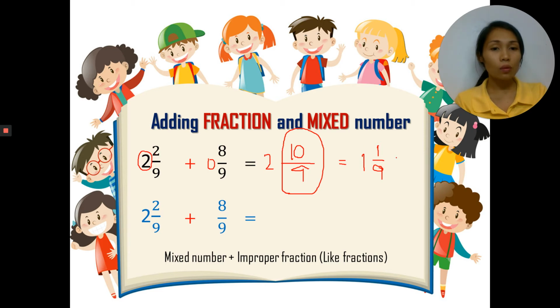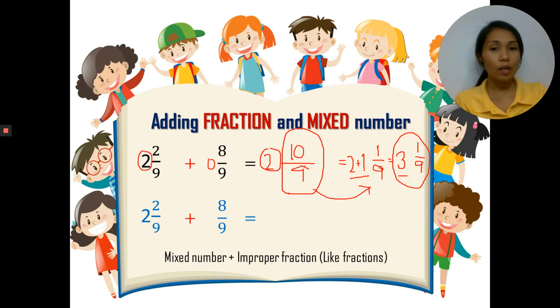Now that we got 1 and 1/9 for 10/9, okay, for this, what are you going to do with the whole number 2? You add that 1 to the whole number that we got here. So our final answer is 3 and 1/9. Okay, where did we get 3? It's from 2 plus 1.